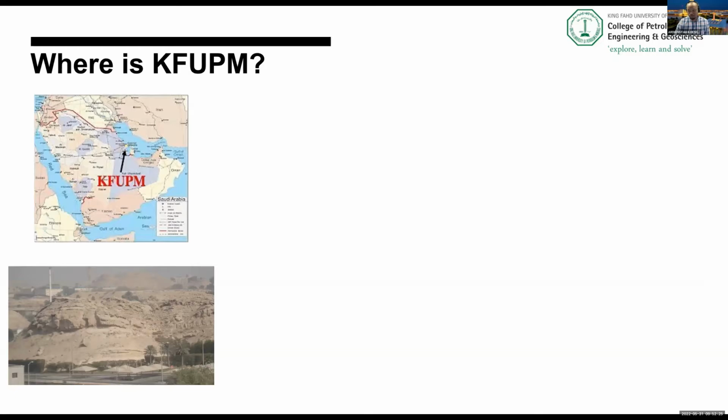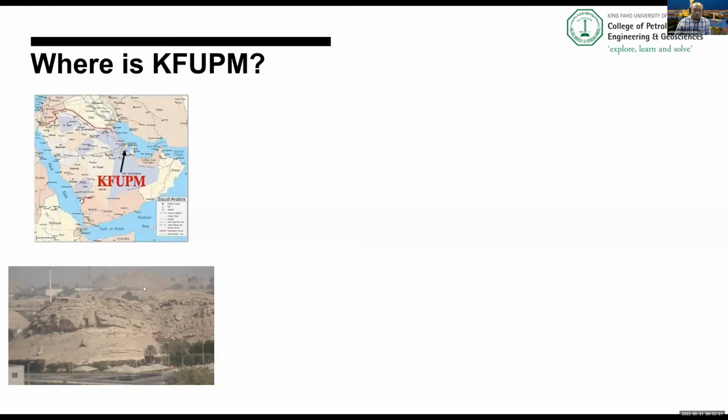So just quickly, maybe for some of you this is your first time hearing about KFUPM. So where is KFUPM? KFUPM is located in Saudi Arabia. As you know, this is the whole of Saudi Arabia here, and it's located in the eastern part, the most eastern part of Saudi Arabia, very close to Qatar and UAE. Here, this is UAE, this is Oman, and other neighboring countries.